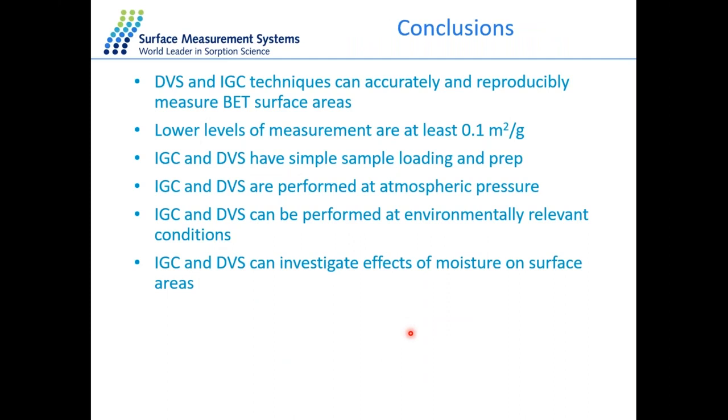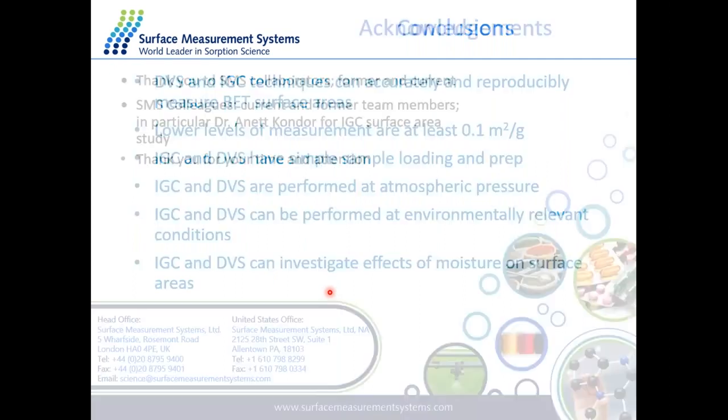So in conclusion, to wrap up, hopefully I've shown that both the DVS and IGC techniques can be used to accurately and reproducibly measure BET surface areas. We can measure at least down to 0.1 meter squared per gram. We have simple sample loading and sample prep. We can do this at atmospheric pressure. We can do this at environmentally relevant temperatures and/or humidities. And we can study the effects of moisture on the BET surface area of different materials.